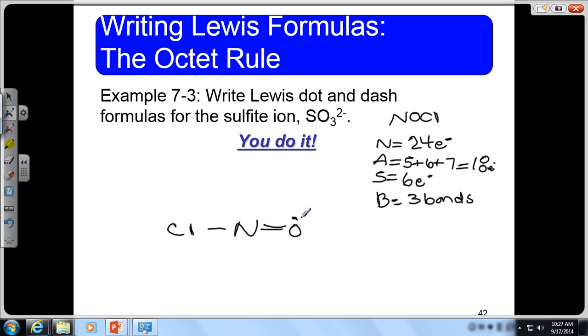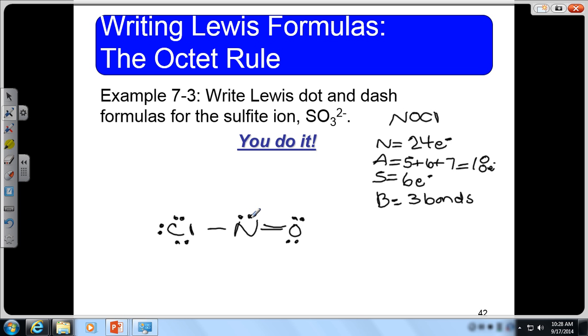Then I fill in 2, 4, 6, 8, and then fill in here. How many electrons are represented now? 16. Does everybody see that? But I have how many? 18. So I'm going to need to go to my central atom and add what? Yep. This is the correct structure.